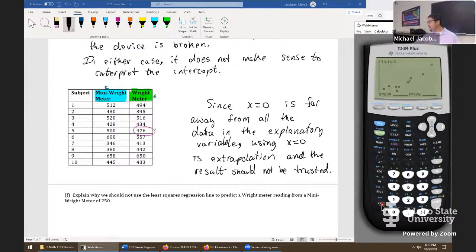Looking at it from the view of the calculator, we have a minimum value for x. Trying to get my cursor all the way to the left. Oh, there it was. 346 was the minimum value. And so you might ask, well, what's the problem with just plugging in 250? Well, here's what the problem could be.